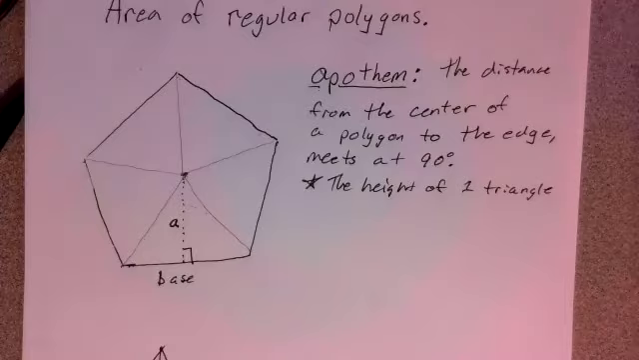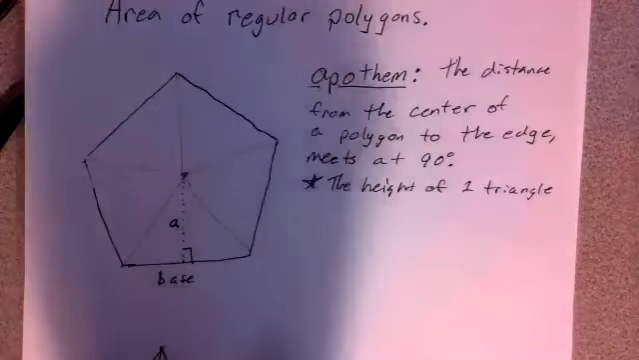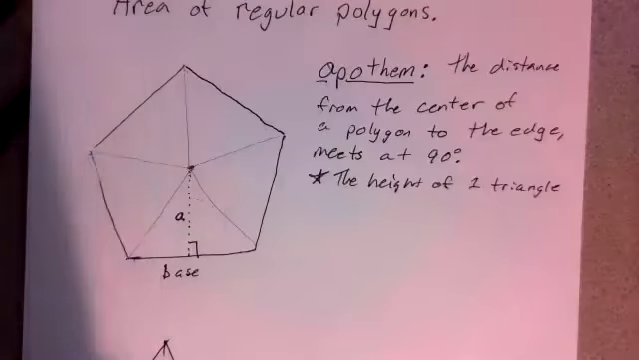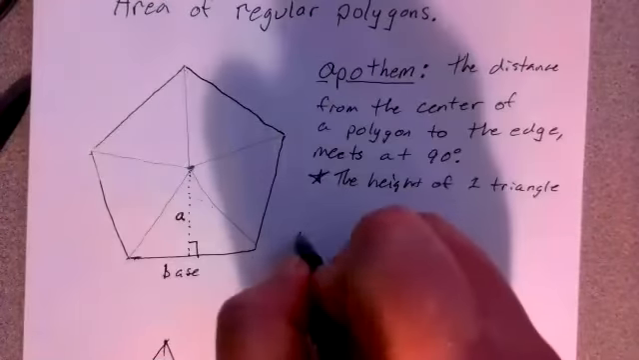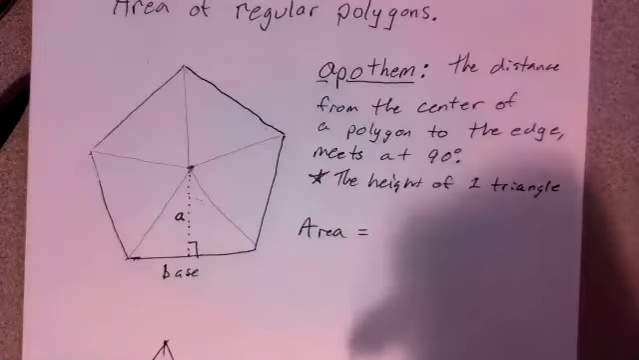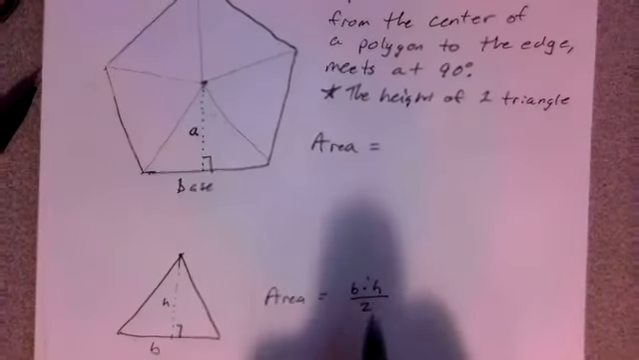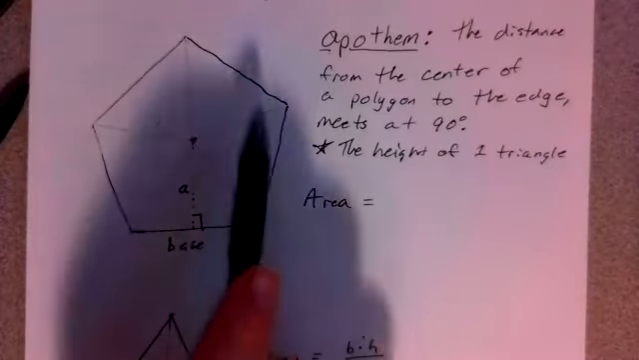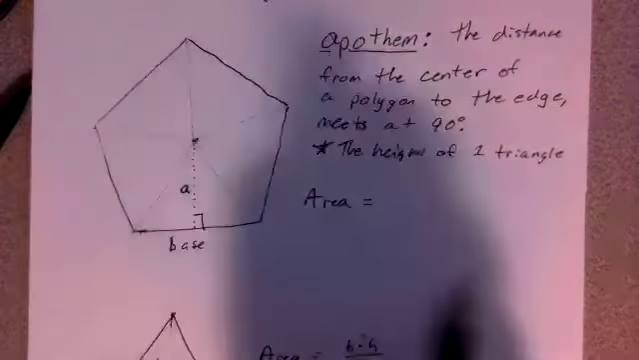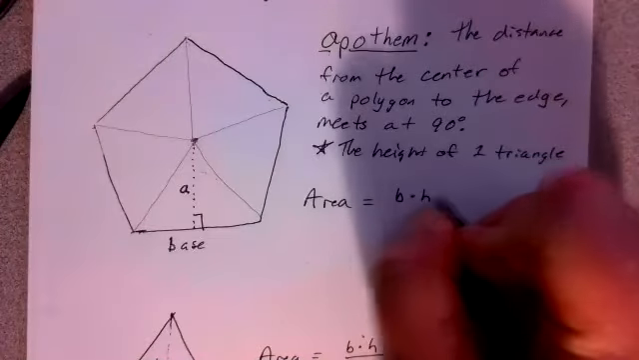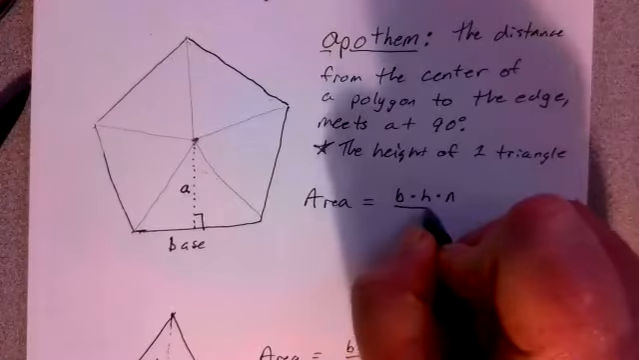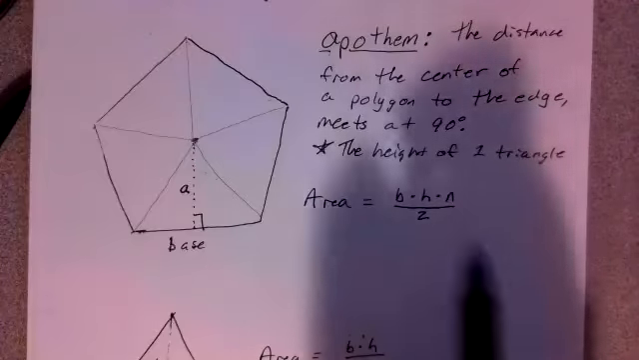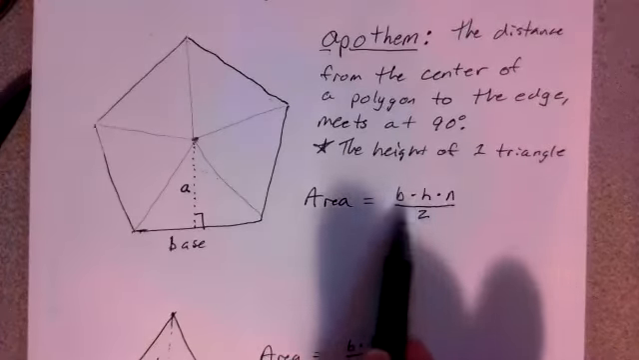So one way of thinking about this, and I think this might help. The area of the polygon has to be the area of one triangle, and then we have to count the number of triangles that we have, right? So we know the area of a triangle is base times height divided by 2. So the area of one of these is base times height divided by 2, and then we have to multiply that by the number of sides. So the way we could do that is base times height times the number of sides all divided by 2. And that's it. For any polygon, it's just base times height times the number of sides divided by 2.